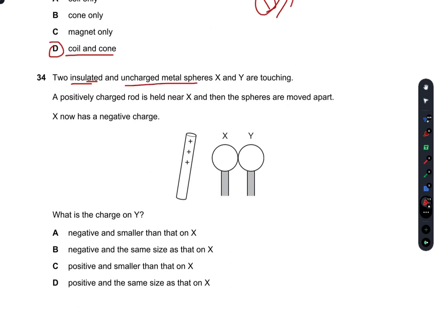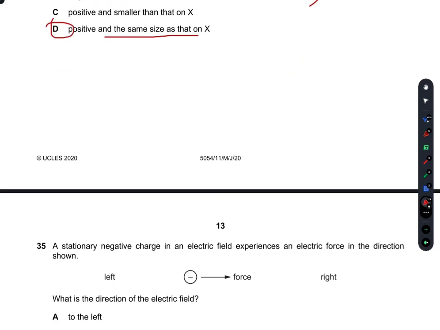Two insulated and uncharged metal spheres X and Y are touching. A positively charged rod is held near X and then the spheres are moved apart. X has now negative charge. What is the charge on Y? The charge on Y should definitely be positive and it should definitely be equal in size to that on X. So D is the right answer.